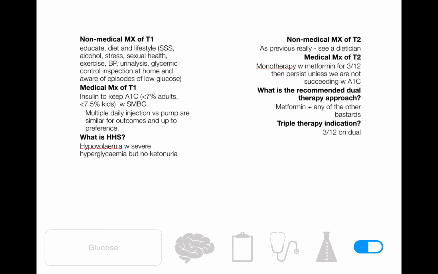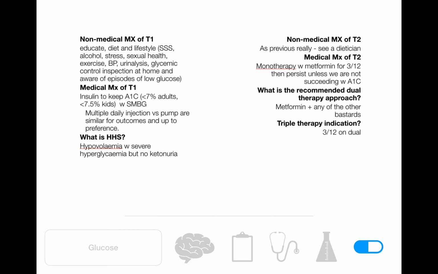In terms of management, you've got the non-medical stuff, which is straightforward. So education, diet, lifestyle, stop smoking. You need to be aware of infections. You need to get frequent eye checks, probably kidney checks as well. You need to monitor your blood pressure and be aware that you're at risk of coronavirus.